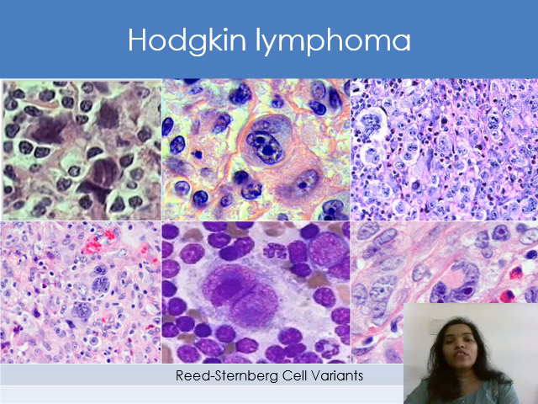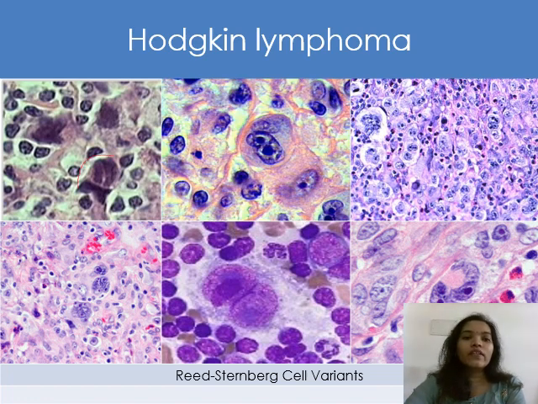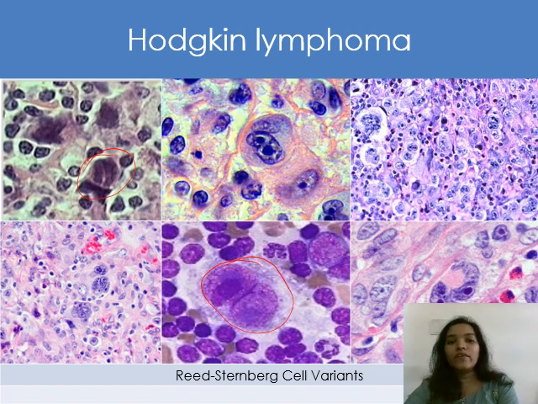So there are different variants of Reed-Sternberg cells which we can see in different types of Hodgkin's lymphoma. So these are all the pictures showing different variants of a Reed-Sternberg cell. The first picture here is a mummified type of Reed-Sternberg cell, also called as a pleomorphic Reed-Sternberg cell. And this is a classic RS cell where we can see the nuclei which are mirror images to each other, also having an owl eye appearance.